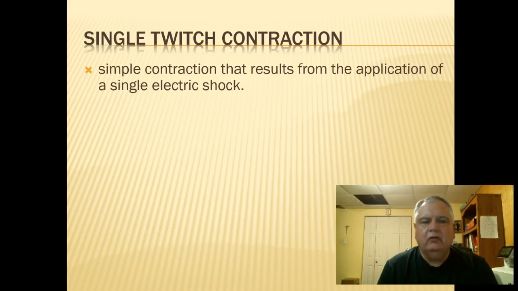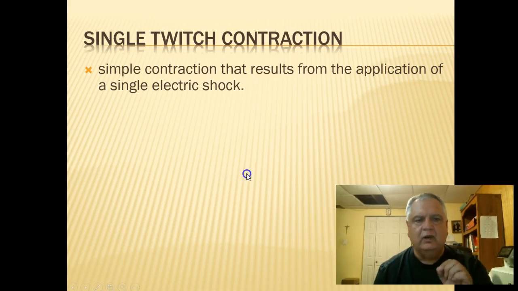So how does a muscle respond to electric shock and therefore to stimuli? Well, we can take a look at three types of contractions with regard to the application of the stimulus. The first type of contraction is called a single twitch contraction. A single twitch contraction is a simple contraction that results from the application of just a single electric shock.